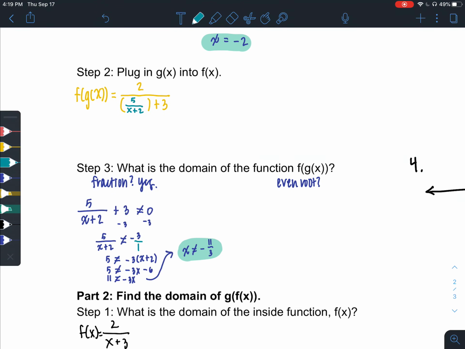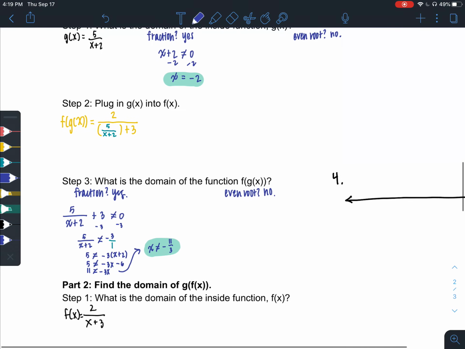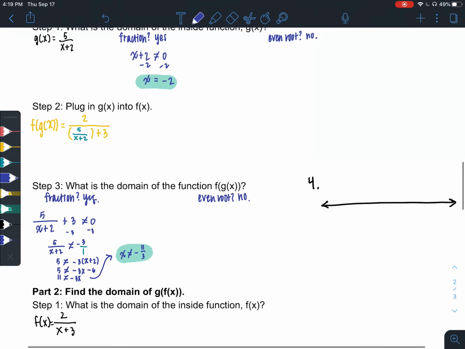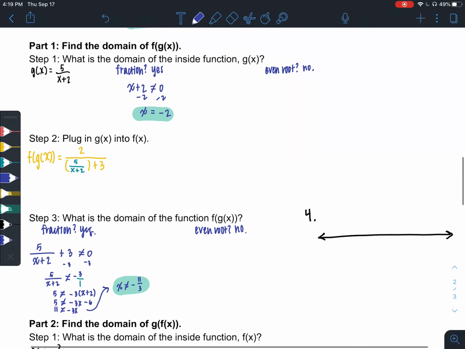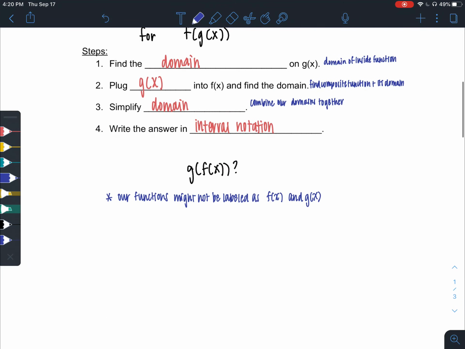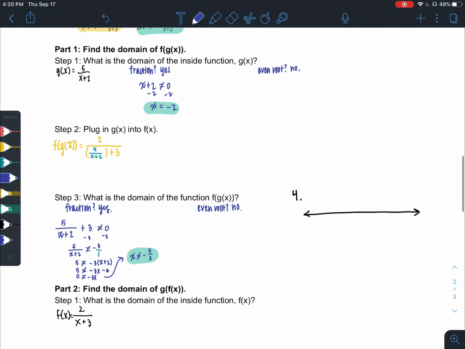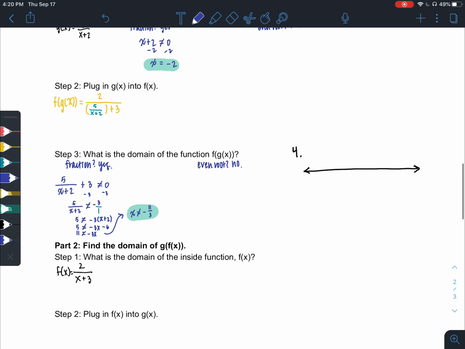And then we have to ask ourselves, is there an even root? The answer is no. So we don't have to do that. Step 4 is we want to combine our domains. Were there 5 steps or 4 steps? I can't remember how I did that. Yes, this is kind of step 2 and step 3 all in one. So we want to simplify our domains. So we want to combine these two things.